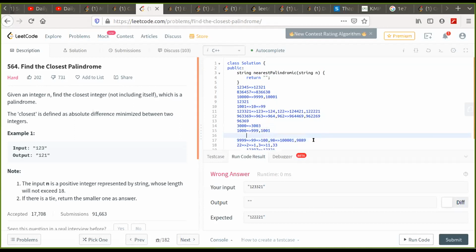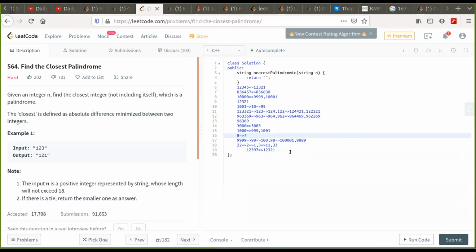For number 8, a single digit number, we could return 7 only. We could return -1. For single digits, 7 or 9, we'll return 7 all the time because we need to return a number that is not the same. Okay, yeah, 7 is also a mirror image.